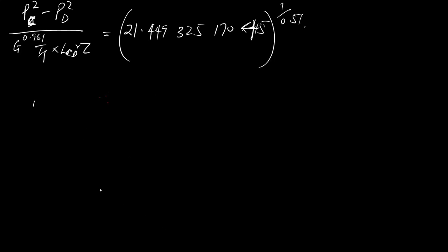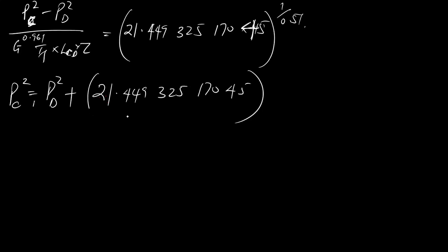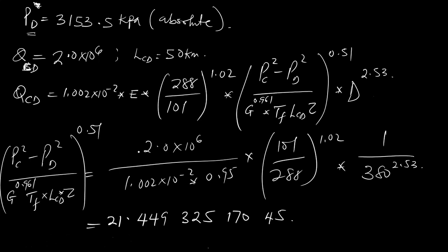So now I also need to say PC square will now be PD square plus 21.449,325,170.45 all raised to power 1 over 0.51 times G, which is 0.58 raised to power 0.961 times 288 times LCD, which is 50 kilometers, times Z, which is 0.88.